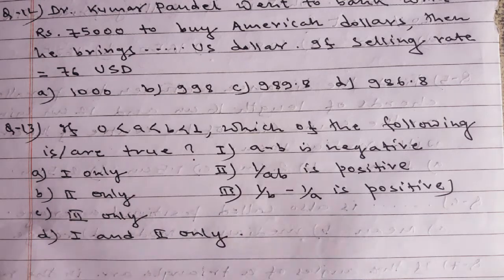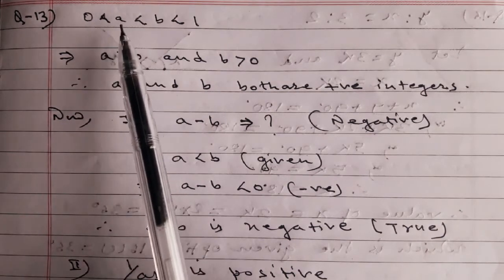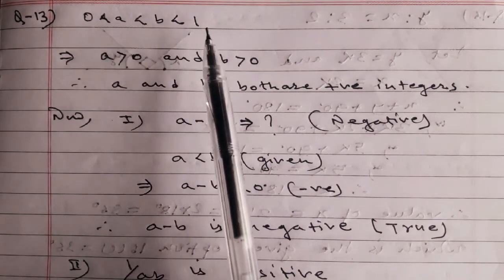So let's go to the solution of question number 13. Solution of question number 13. 0 is less than A is less than B is less than 1.